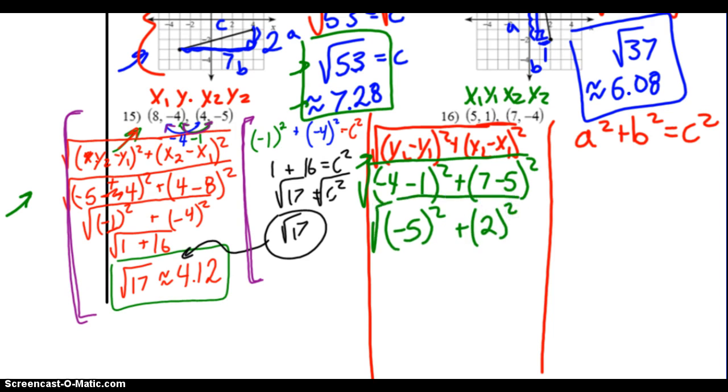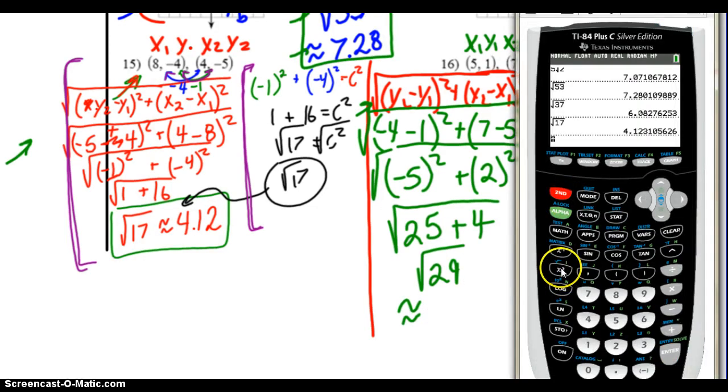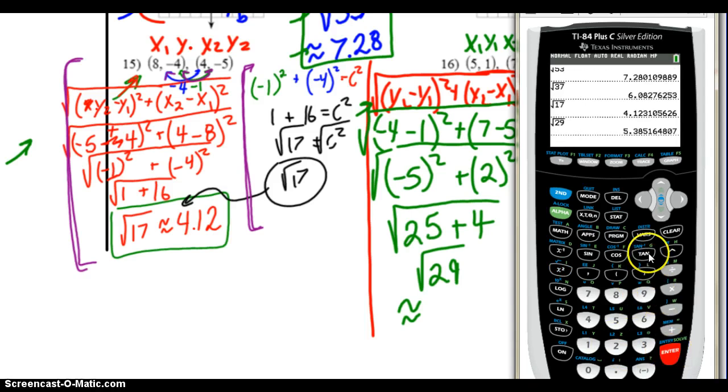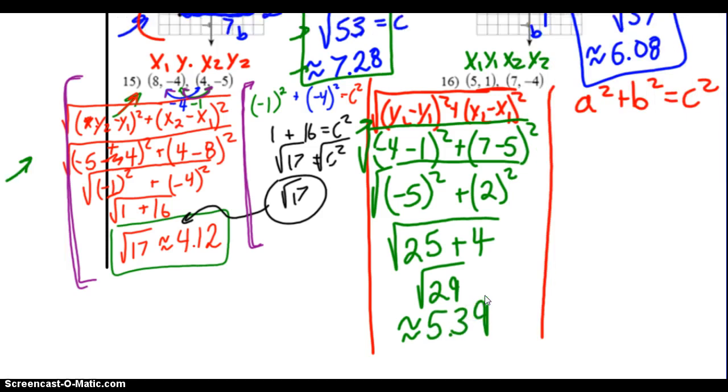Negative 5 squared, negative 5 times negative 5 is 25, plus 2 squared is 4, and again the square root of the whole thing. 25 plus 4 is 29, and there's a square root, and 29 is a prime number, so we cannot factor that. 4 won't divide it, 9 won't divide it, that's the end of the road, unless we were to write it as a decimal. And the square root of 29 is 5.385, so let's call it 5.39. And that's using the distance formula.